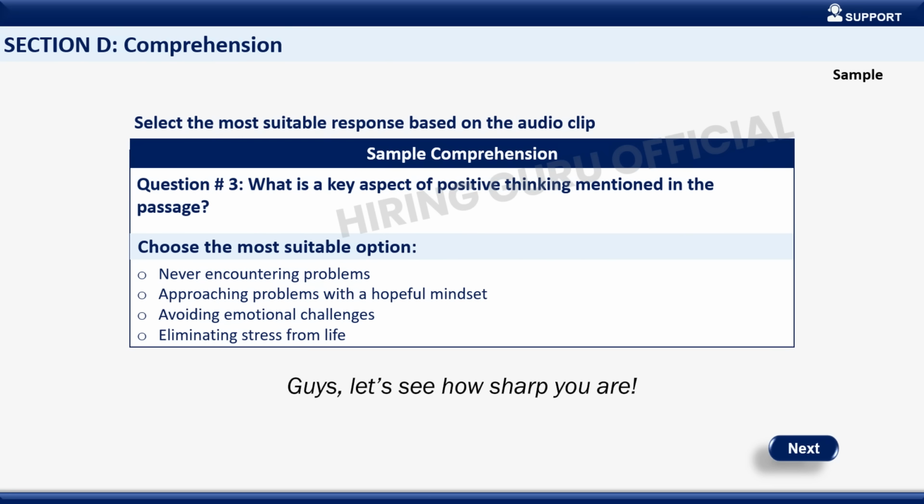Guys, let's see how sharp you are. I'm not going to give you the answer for the final question. Share your answers in the comment section and let's see who all gets it right. If required, play the audio again and see if you can find the correct answer.